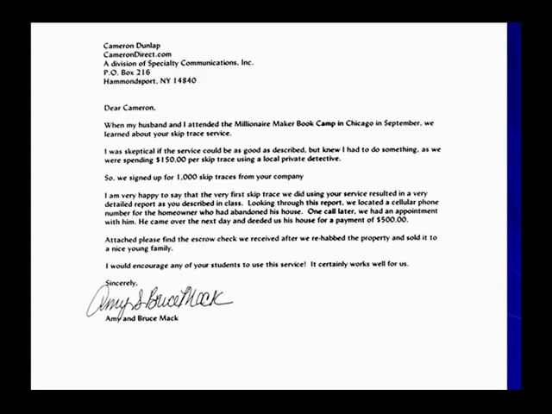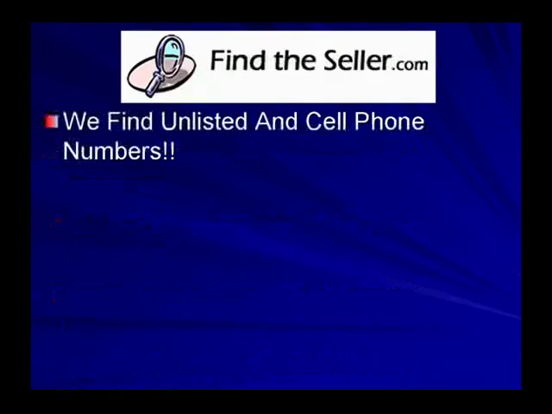Attached, please find the escrow check we received after we rehabbed the property and sold it to a nice young family. I'd encourage any of your students to use this service. It certainly works well for us. And there's the check. They made $67,000 on a house where, had we not found this person's cell phone number, they would not have done the deal, and probably why no one else had done it. So yes, we do find unlisted and cell phone numbers.